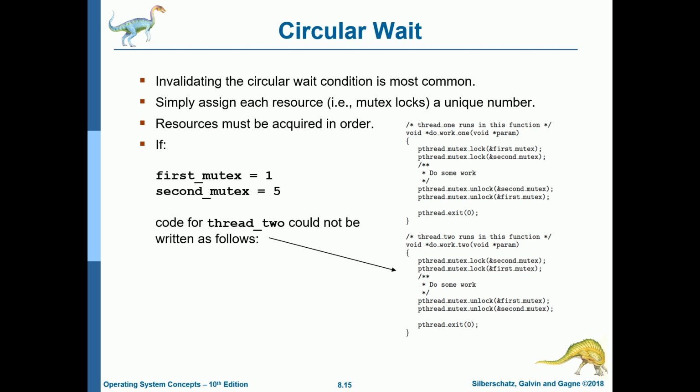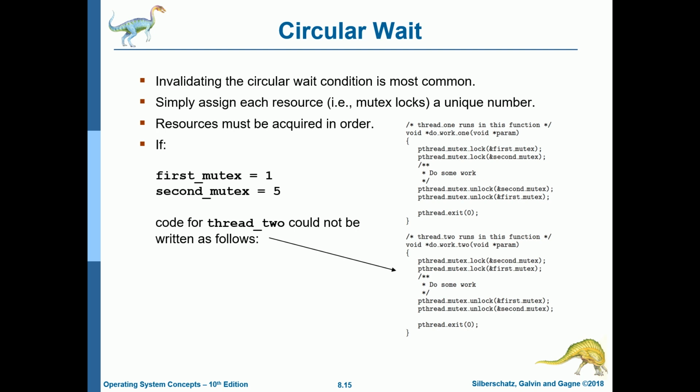Alternatively, we can require that a thread requesting an instance of a resource R sub J must have released any resources R sub I such that R sub I is greater than or equal to R sub J. Note also that if several instances of the same resource type are needed, a single request for all of them must be issued.